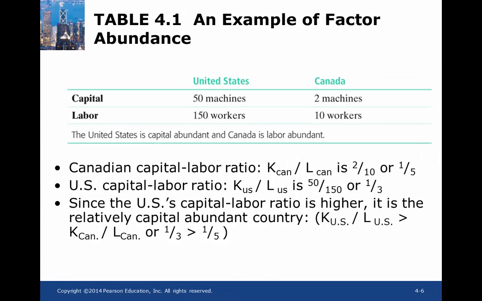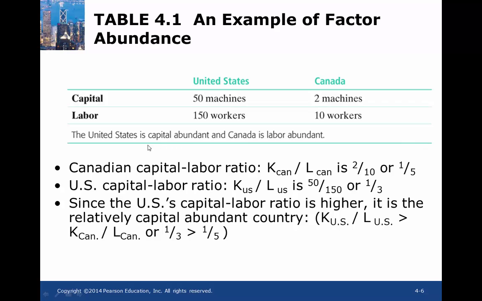As an example, look at Table 4.1, which is an example of factor abundance. We have taken two countries. Look at my cursor, United States and Canada. The United States has 50 machines in capital. Canada has 2 machines in capital. Labor: the United States has 150 workers. Canada has 10 workers.